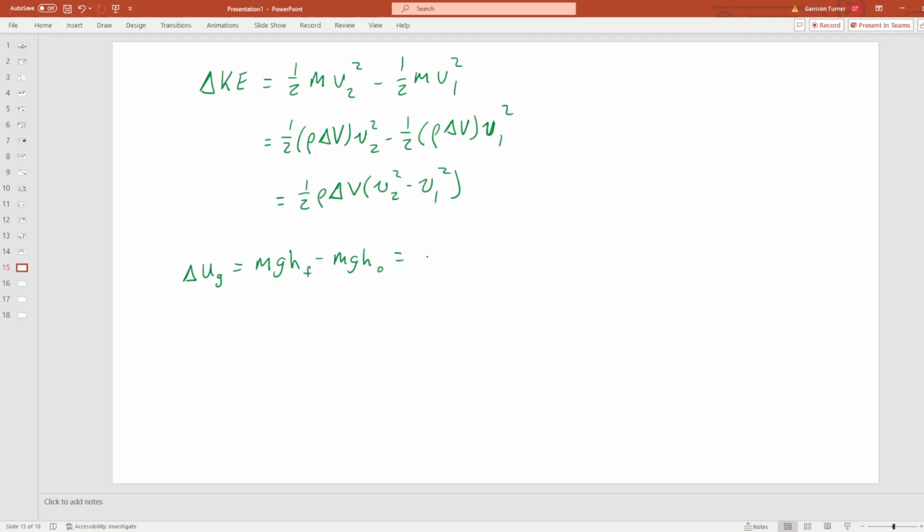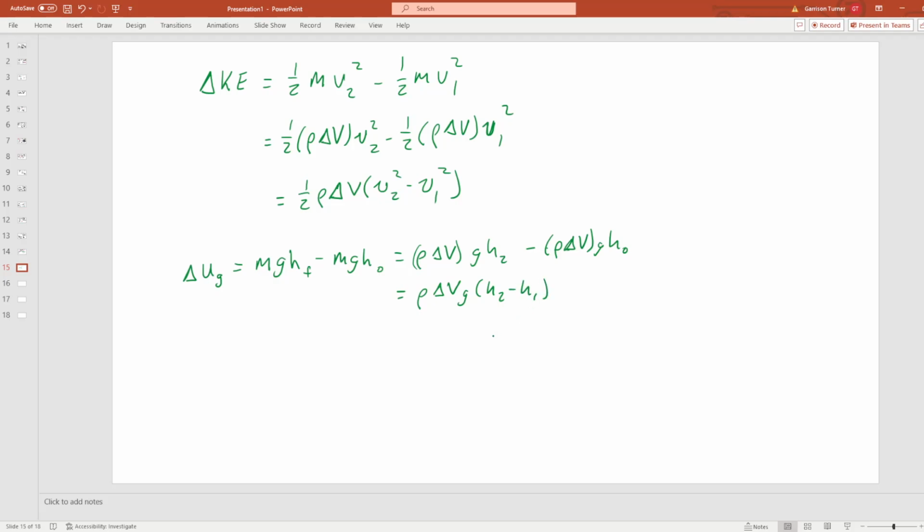and this is equal to rho times delta V times g times h2 minus rho times delta V times g times h1. Once again, we can factor out rho delta V g, and then we get h2 minus h1.